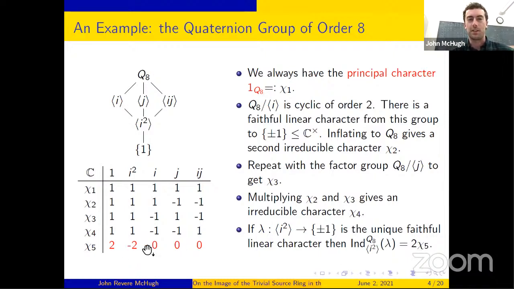This last character is going to be important to the story, so keep this in mind. There's an irreducible degree 2 character of Q8 induced from, well, it's almost induced from the center. If you multiply it by 2, then it is induced from the center.